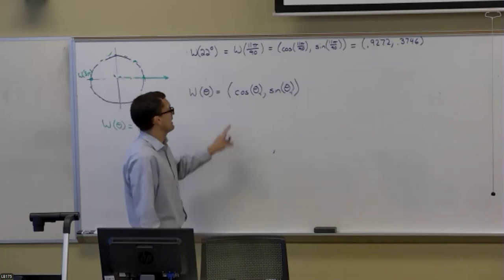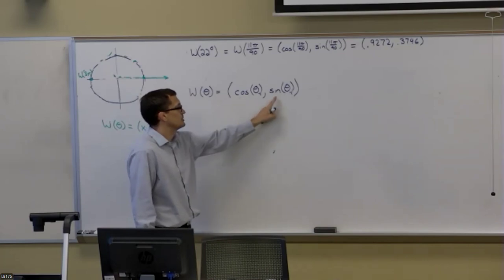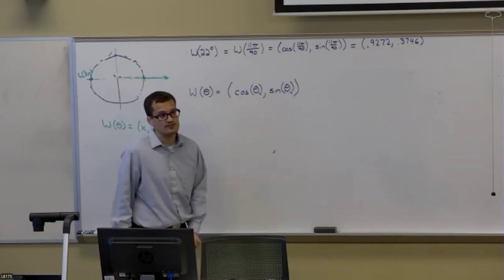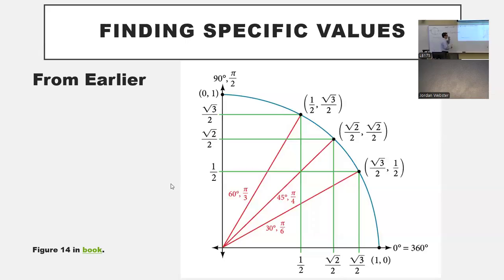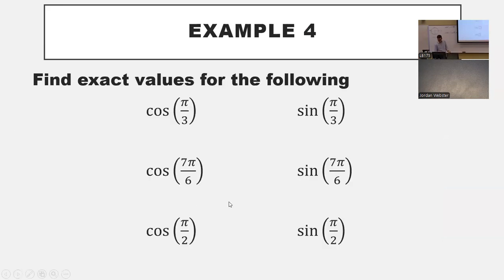So cosine is the x value of the wrapping function. Sine is the y value of the wrapping function. And you can do that. If your calculator is in radian mode, you plug in radians. If your calculator is in degree mode, then you plug in degrees. We just did basically all of this.